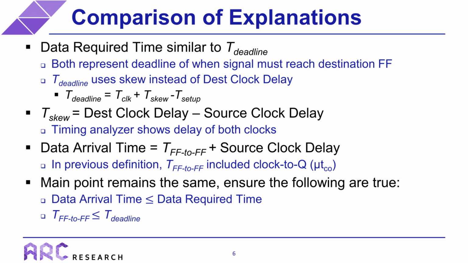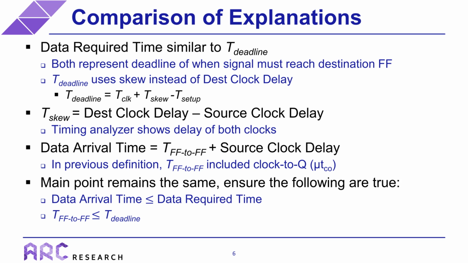So basically, I just move both components of the clock skew into the deadline equation, whereas the Intel Timing Analyzer explicitly separates the components of the skew. Now, the data arrival time is similar to my definition of the time between flip-flops, but with the source clock delay included. Note that the clock to queue, or the micro clock to output time, as Intel called it, is included in my definition of the time between flip-flops, whereas in Intel's definition, it keeps it separate. In any case, the main point remains the same in either definition.